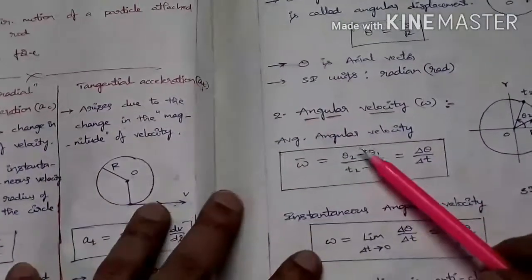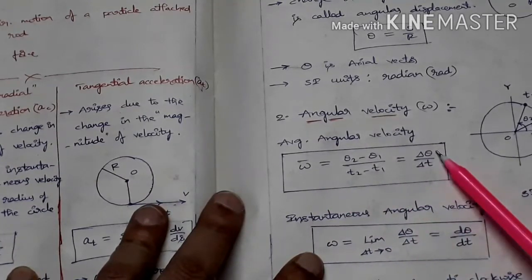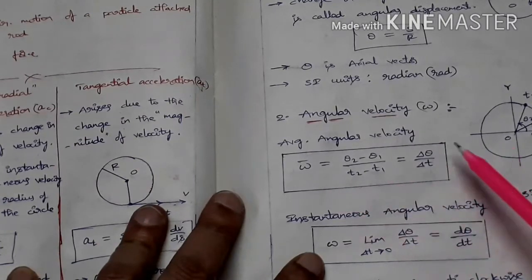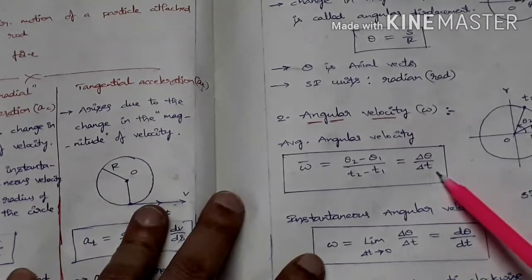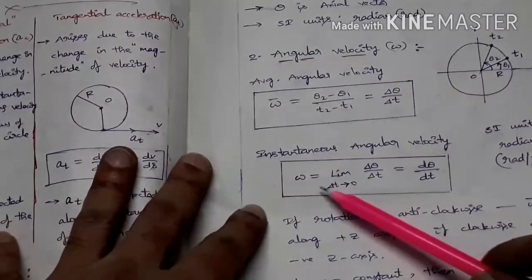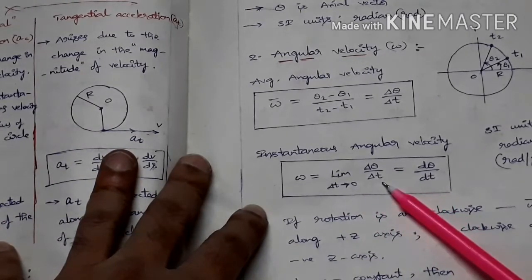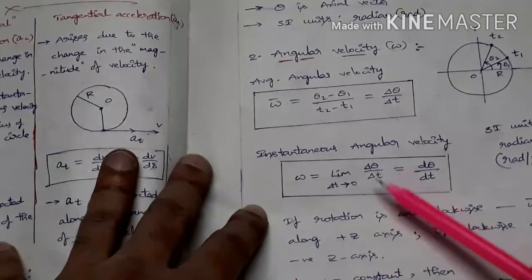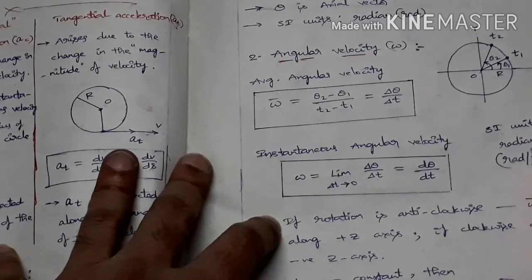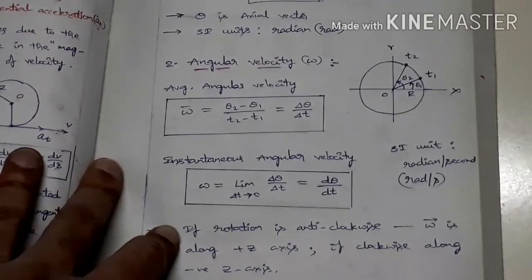So here, average angular velocity omega bar equal to theta 2 minus theta 1 by t2 minus t1, delta theta by delta t. So average angular velocity equal to total change in angular displacement by total time interval. Instantaneous angular velocity: omega equal to limit delta t tends to 0, delta theta by delta t. This is instantaneous angular velocity, equal to d theta by dt. So what are SI units for angular velocity? Radians per second. SI unit for angular velocity is radians per second.